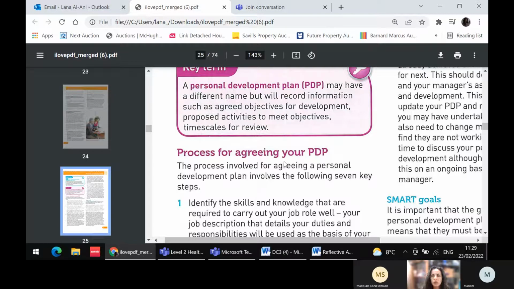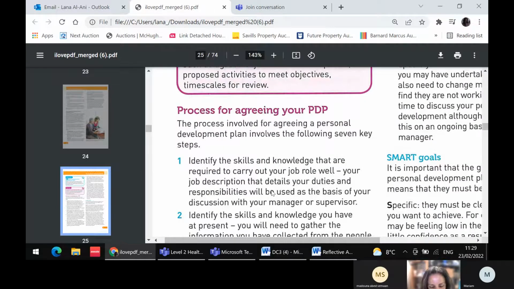So between you, you would do appraisals, you would do training, you would do lots of things. Maybe you can approach them in their room and say, I need this kind of training. They will provide it for you. So for a personal development plan, it's always between you and your manager. The process of agreeing on the PDP, which is personal development plan.